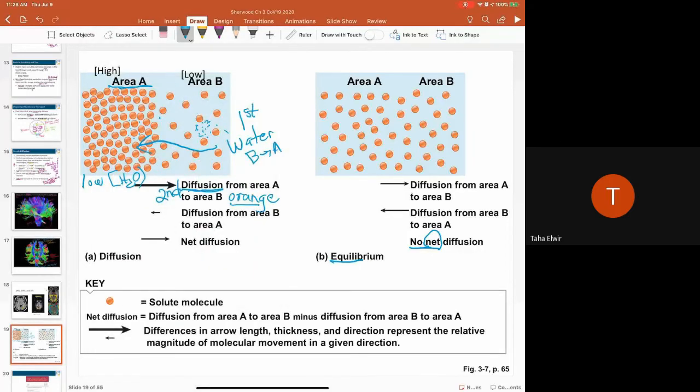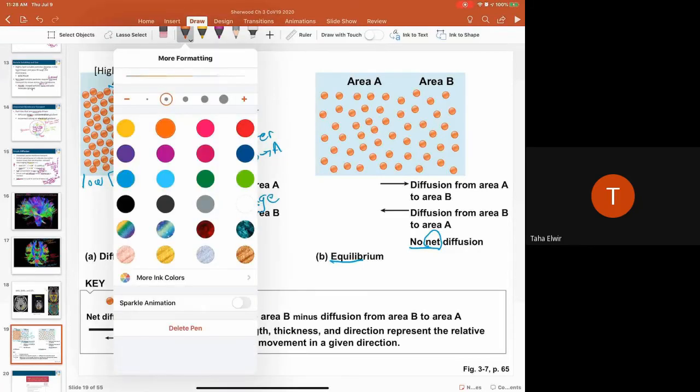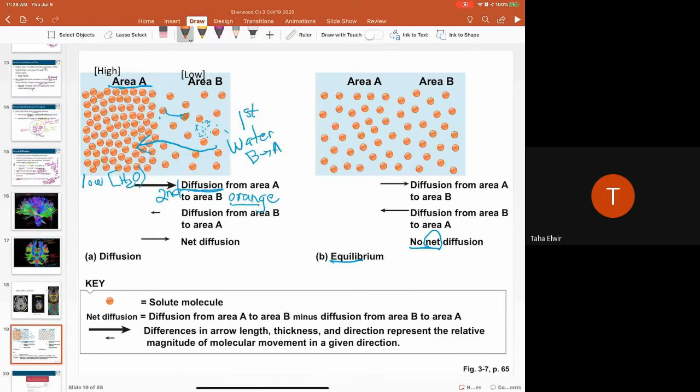So you got this guy coming over here. Oops, he didn't change to orange. So you got him moving over. That's net diffusion, and that will continue until you got the equilibrium established. No net diffusion, but still, if one orange goes over, then another orange comes back. So there's still diffusion, there's still random movement of particles, but no net diffusion.